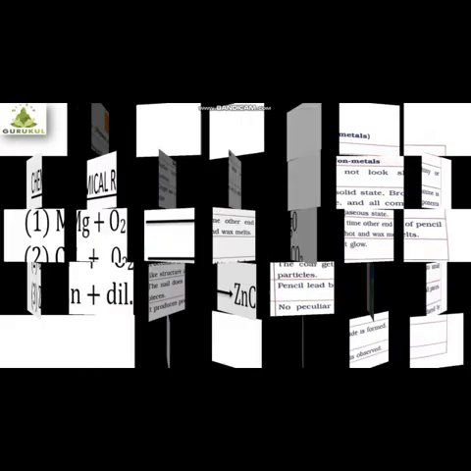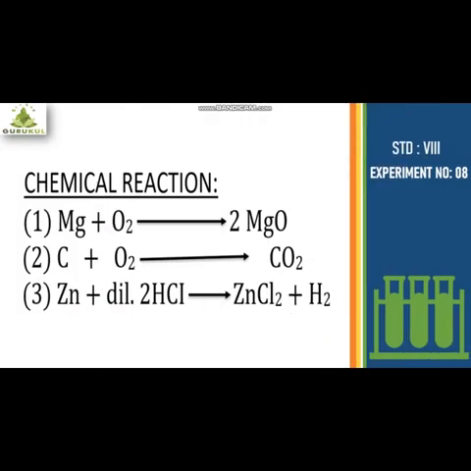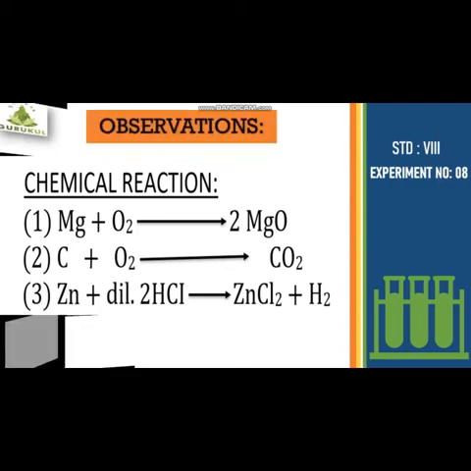So this is the table, which itself is very interesting. Chemical reaction, as I explained: magnesium when it reacts with oxygen gives you magnesium oxide, MgO. Carbon with oxygen will give you carbon dioxide, CO2. Zinc plus dilute hydrochloric acid gives you zinc chloride plus hydrogen gas. Remember, we check the hydrogen gas with the help of a glowing splinter. So I hope the observations are clear.